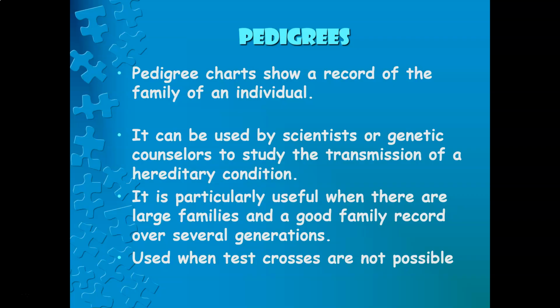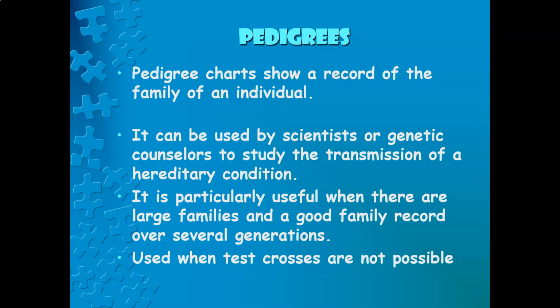First off, they're great to use when we talk about characteristics in organisms where doing some sort of test cross just really isn't a viable option. So remember, those test crosses are taking an individual who is showing a dominant trait, but we want to know whether or not that individual is homozygous or heterozygous.